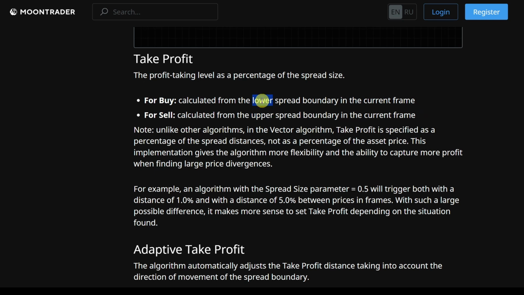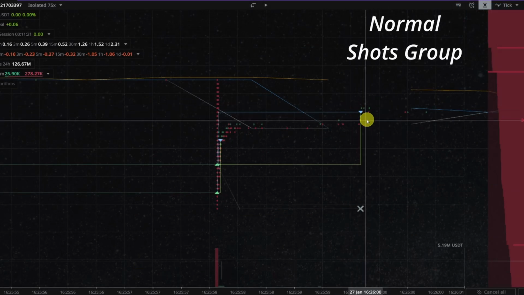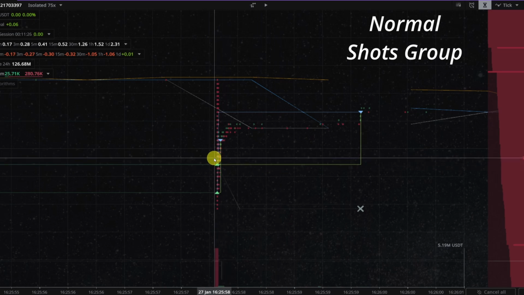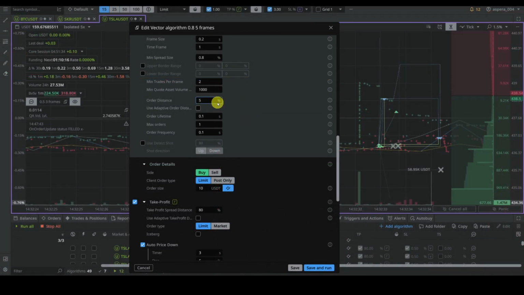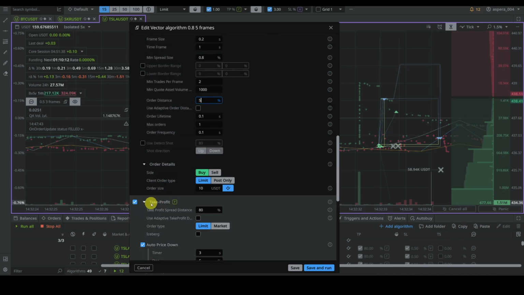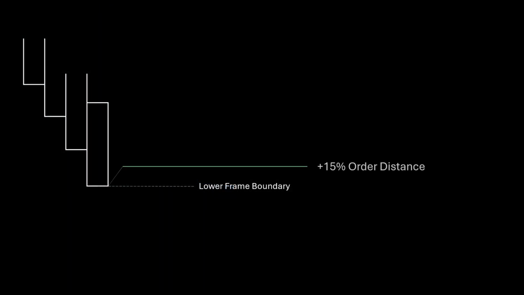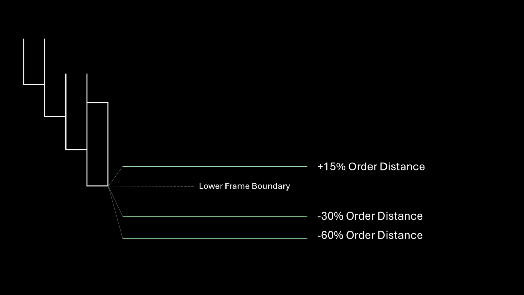One more time. Unlike all other algorithms, the take profit level is not in reference to the order distance at all. No matter the order distance setting, the take profit price will always be driven only by the take profit spread setting and the last frame boundary. Here, for all these examples of order distance, the take profit level is exactly the same.